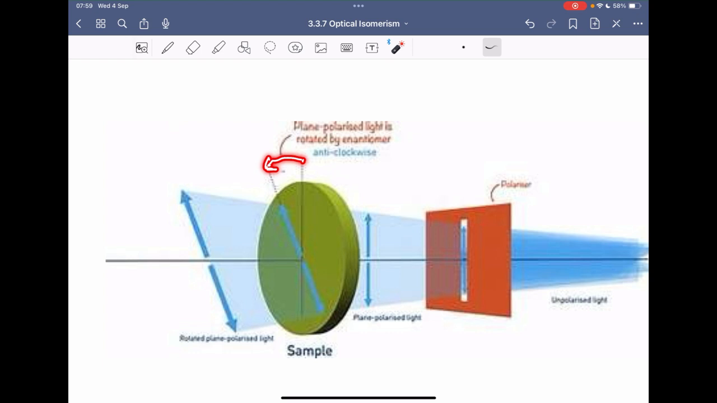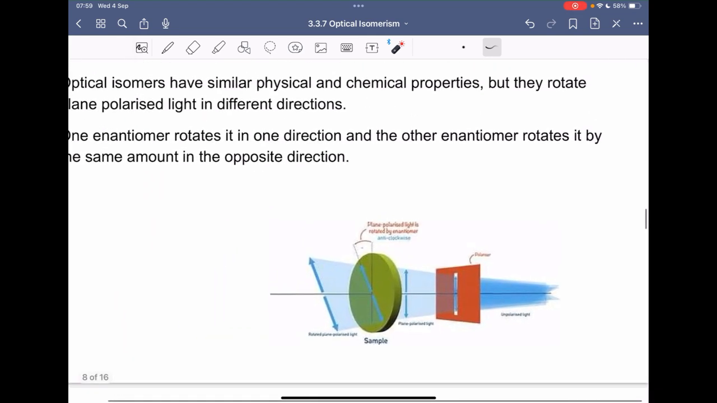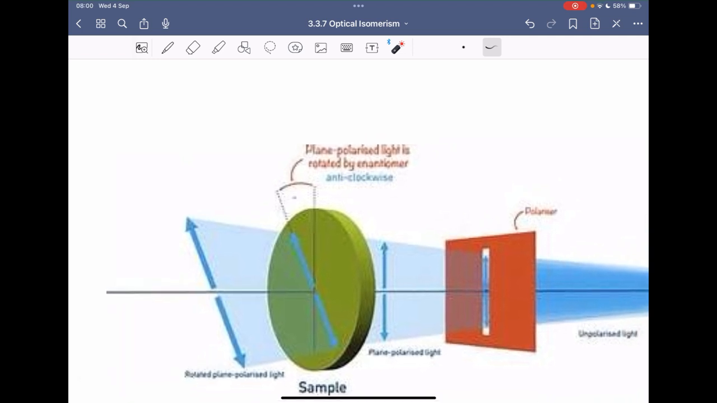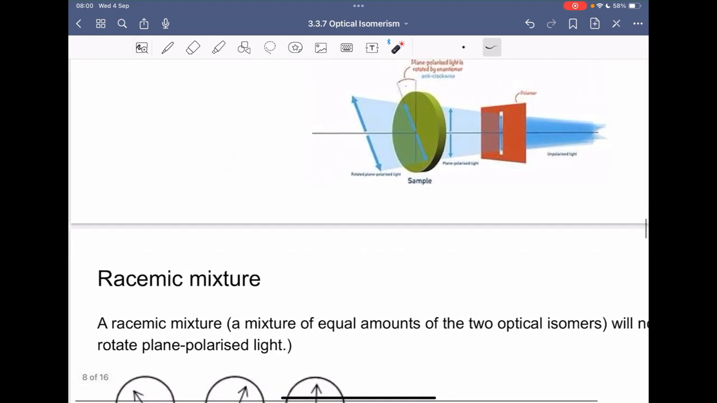So it goes in that direction by a certain amount, okay? And now it travels like this, okay? Now what's really cool is that if you have an enantiomer of this isomer, then the enantiomer will rotate the light by the same amount but in the opposite direction, okay? So now it will be traveling like this, okay? So the enantiomers have opposite effects, okay? One will rotate it clockwise and the other one will rotate it anti-clockwise, but by the same amount, okay?